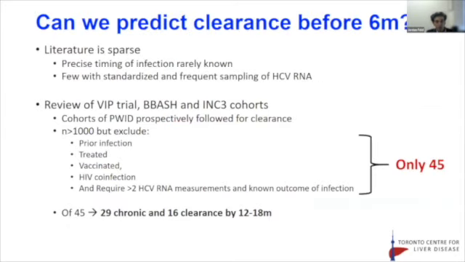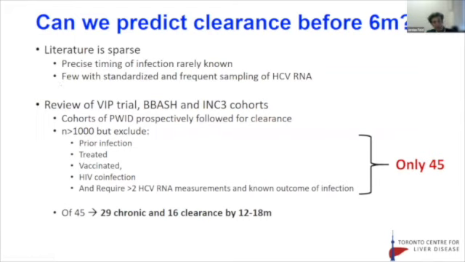So we looked at this, and a big thanks to Dave Thomas, who reached out to a lot of different cohorts to try to get some data on this. There's actually fairly little in the literature on this. And this is because the precise timing of infection is rarely known. People often have multiple exposures, and which exposure led to infection isn't often clearly known. And there are few cohorts with standardized and frequent sampling of HCV RNA over time.